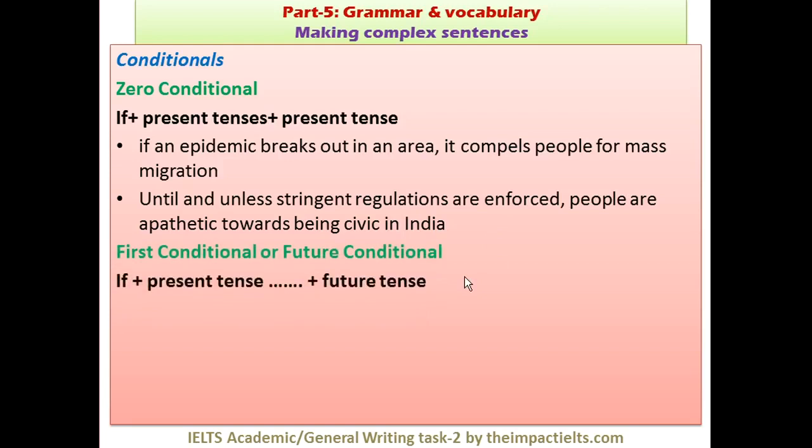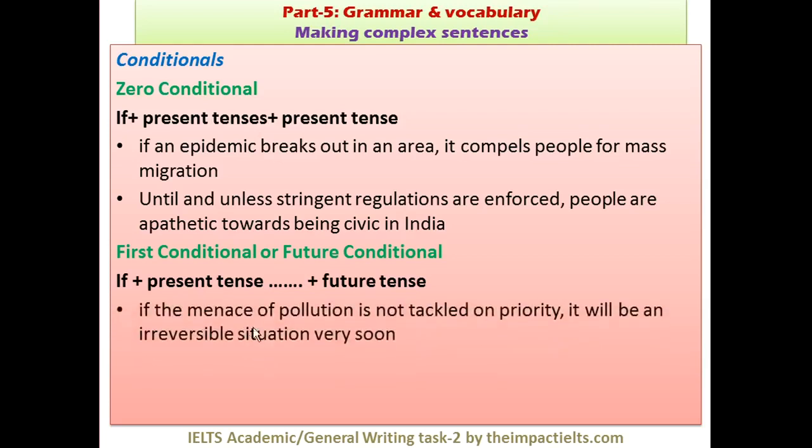Let's talk about another conditional, which is known as the first conditional in grammar books. This is also known as the future conditional. Here you can see in the conditional part we use the present tense, and in the result part we use the future tense. We use it when we talk about the possible result of a possible action. Let's see the example. If the menace of pollution is not tackled on priority, it will be an irreversible situation very soon. So I'm talking about a future possibility when pollution is not tackled, and the result will be this. So here we are using the present tense and here the future tense.